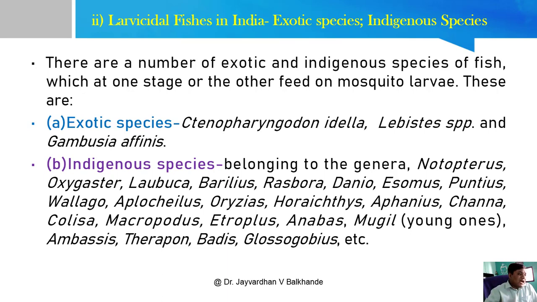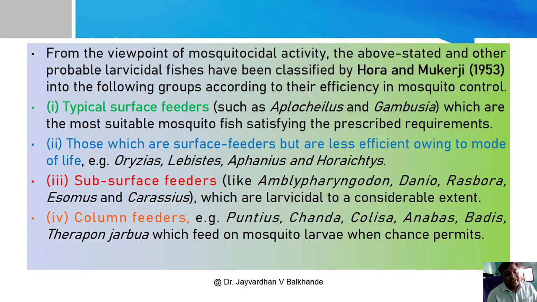Okay, so the Colysa, Micropodus, Atroplus veratinius, then Anabas, Mugil, then the Mugil fish, the young one you prepare as a larvicidal fish, and the Ambasis, Therapine, Badis, Glossogobis, these are some indigenous species which are used as larvicidal fish in our area.